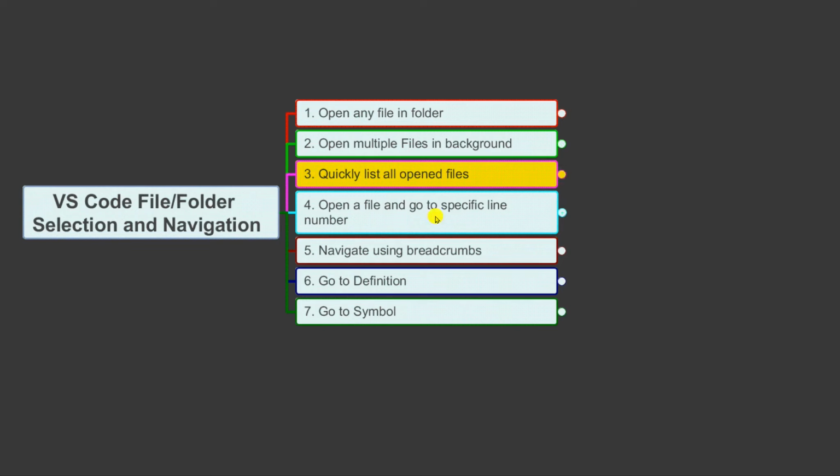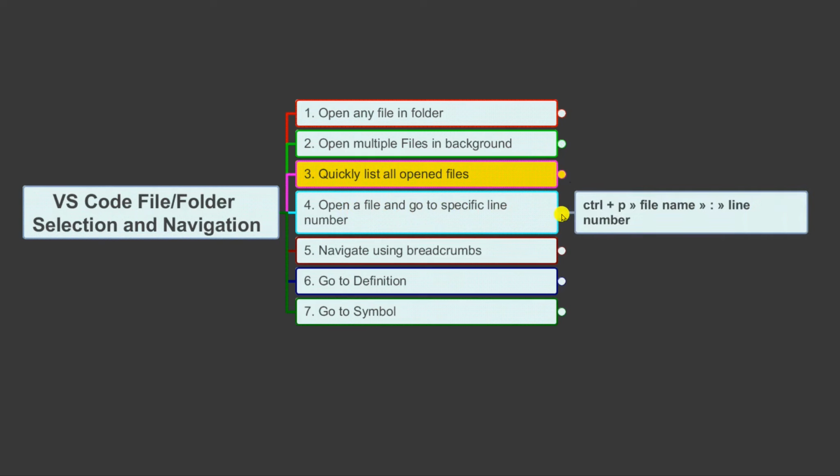The next one is to open a file and then go to a specific line number. The way in which we navigate to a specific line number is by typing Control+P, the file name, then a colon, and then the line number. The usefulness of this is if you have a file which consists of thousands of lines, you don't want to scroll down to a particular line number. If you get an error in your source code and you know exactly where that error occurred, then you can quickly jump to that particular line. So let's try this feature.